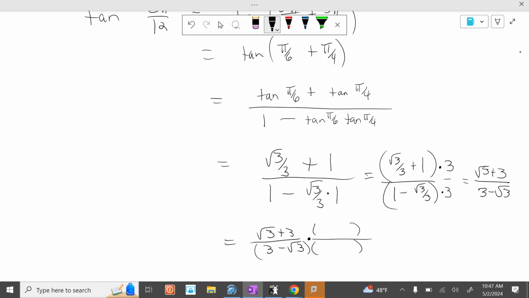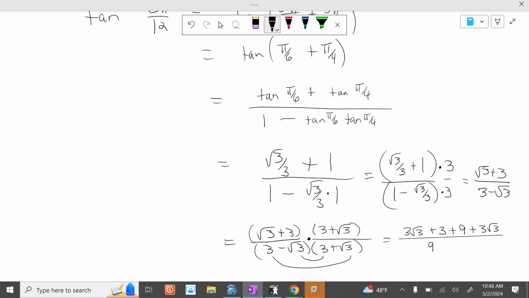The conjugate of the denominator is 3 plus the square root of 3. So in the numerator, square root of 3 times 3 is 3 square root of 3. Outers, square root of 3 times square root of 3 is 3. Inners, 3 plus 3 is 9. Last times last, square root of 3 times square root of 3 is 3 square root of 3. Over 3 times 3 is 9.